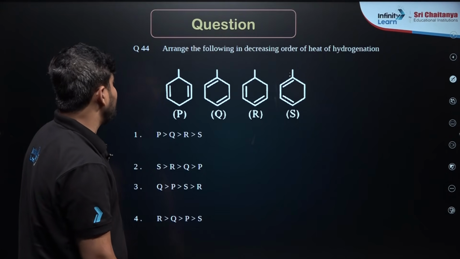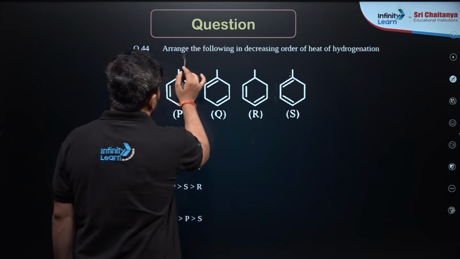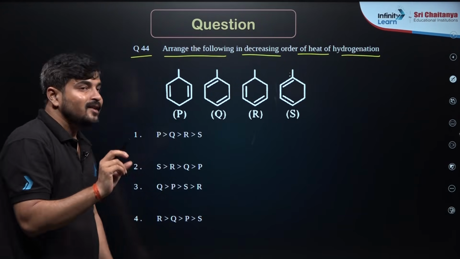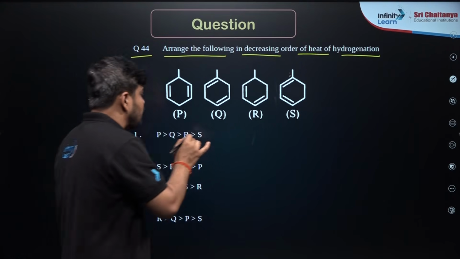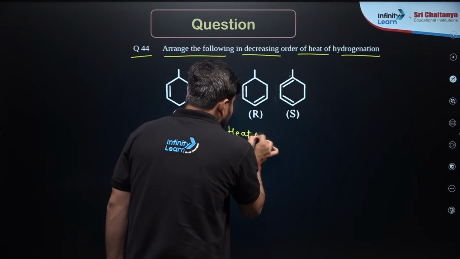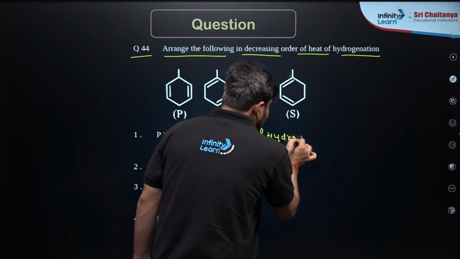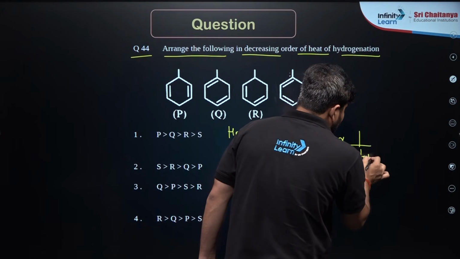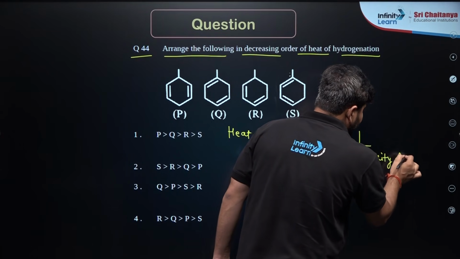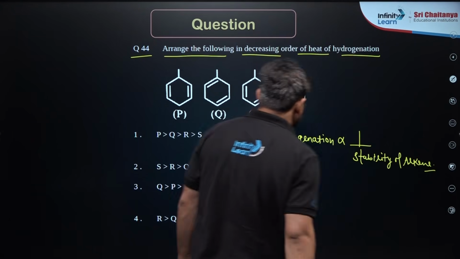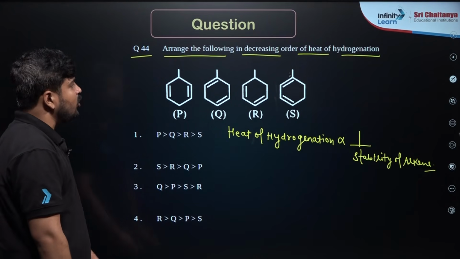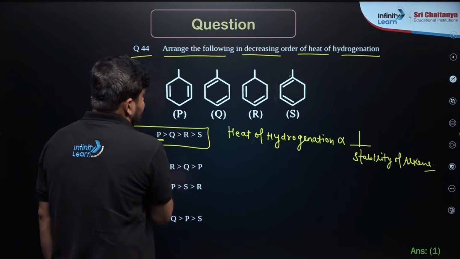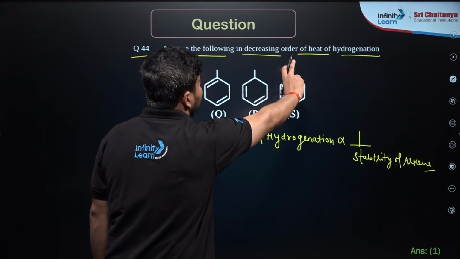Now I am coming to the next question. In question number 44, what we need to do: arrange the following in decreasing order of heat of hydrogenation. Heat of hydrogenation is basically inversely proportional to the stability of the alkene. If we check the correct order, the first one is correct. P1 is basically the first one. Please remember, they are asking all about the heat of hydrogenation.